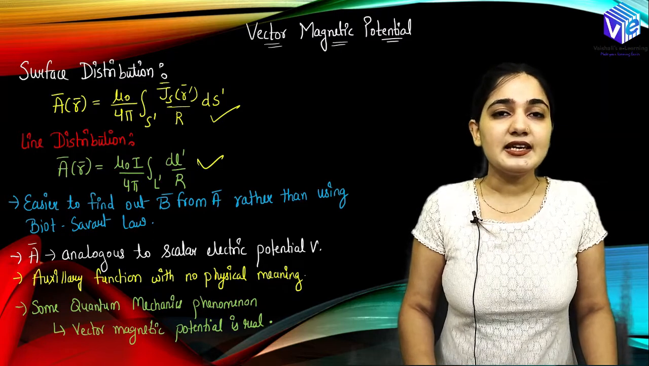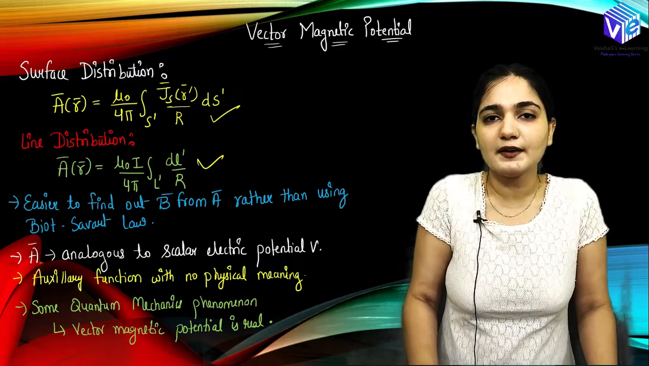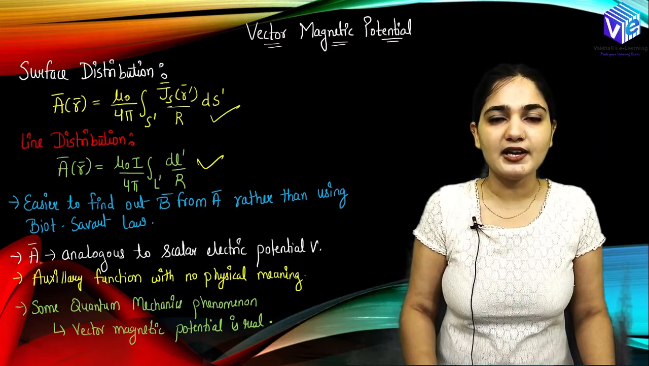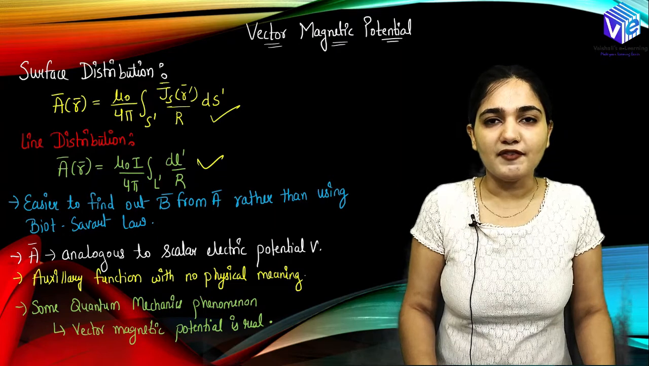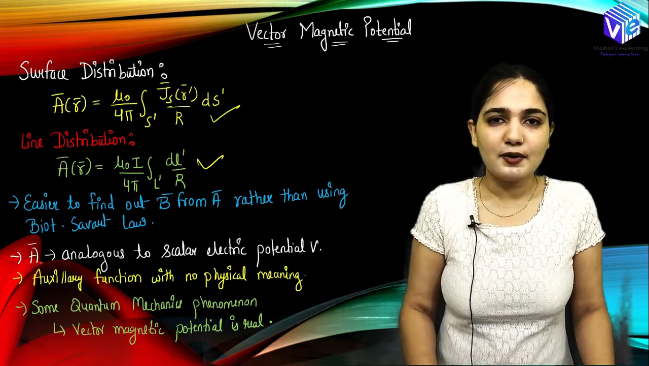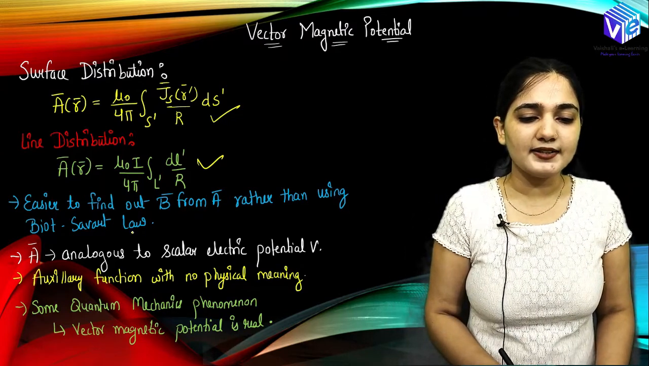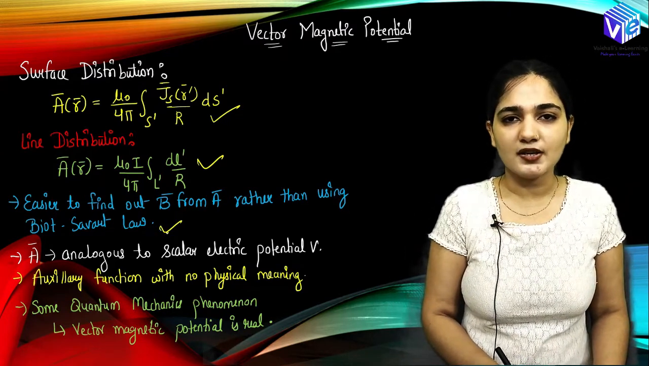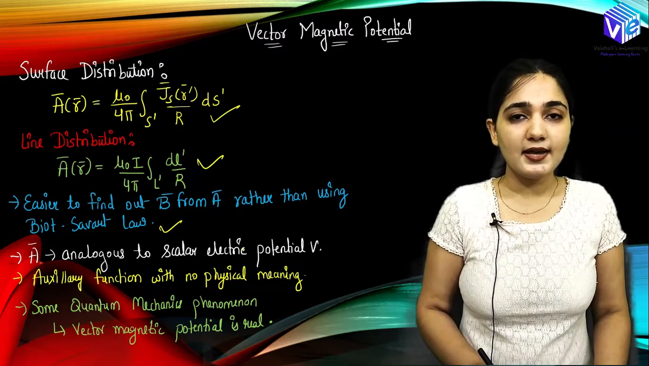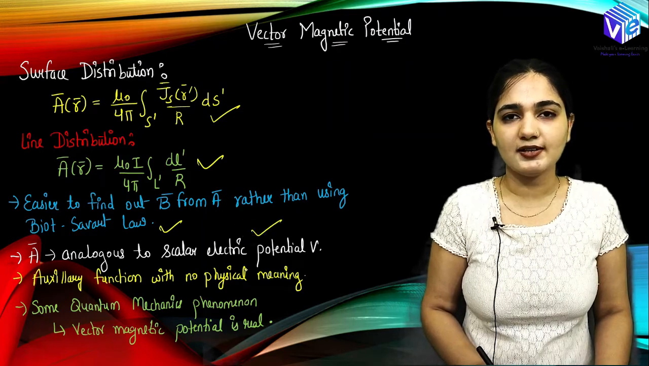Now why are we talking about the vector magnetic potential? Because we can easily find out B from the vector magnetic potential. If you are given the vector magnetic potential and you have to find the magnetic field, you just have to take del cross A. The curl you can easily find out. So it is easier to find B from A rather than using the Biot-Savart law, because that will be a lengthier one.